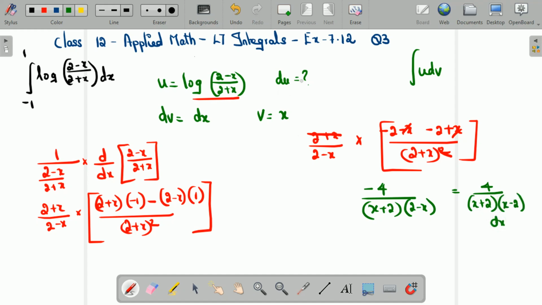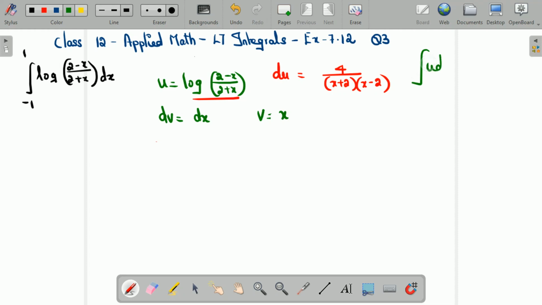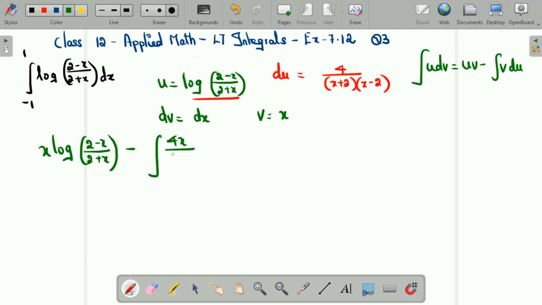So now this is what we are going to put in du. So du is going to be equal to 4 divided by (x plus 2) into (x minus 2). Now let's perform the actual integration. Remember integration by parts: integral of u dv is equal to uv minus integral of v du. So on substitution, uv is x into log of (2 minus x) divided by (2 plus x), minus integral of v du, which is 4x divided by (x plus 2) into (x minus 2) dx. So there will be a dx here too.